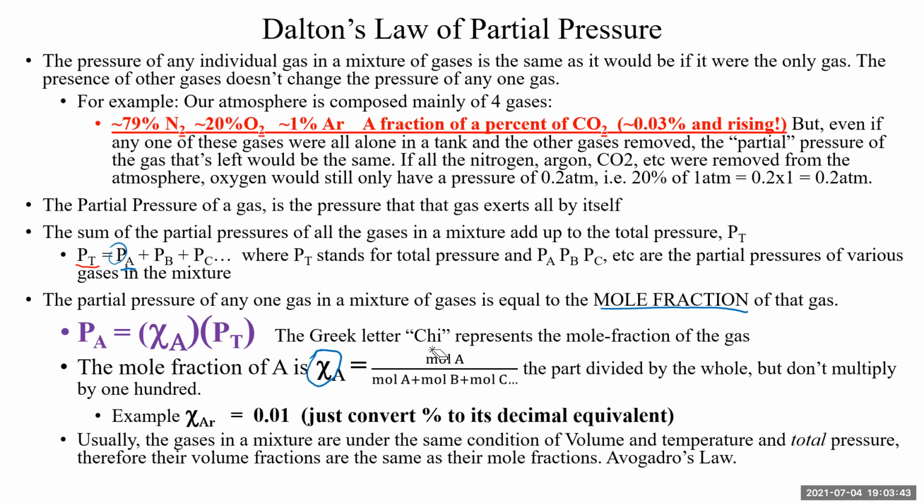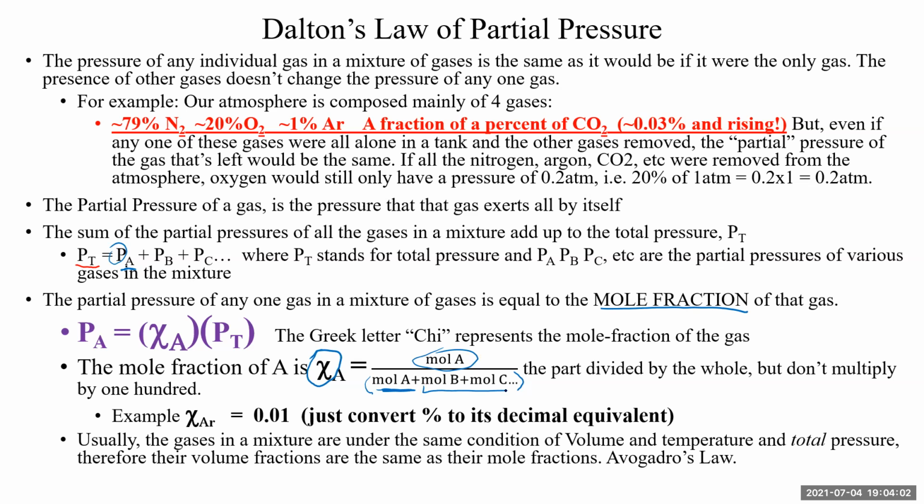Maybe not that hard, but that's what it is. Moles of A divided by the sum of all the moles of gas, including the moles of A. Just like a percentage, you include in the denominator the unit from the numerator as well as all the other units as well. Just don't multiply by 100.